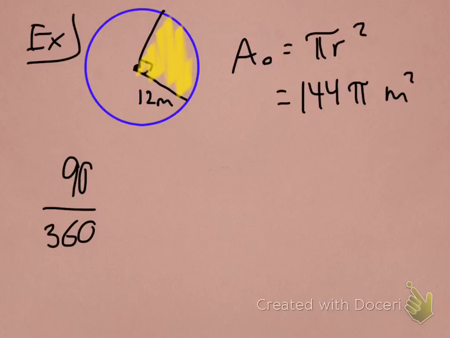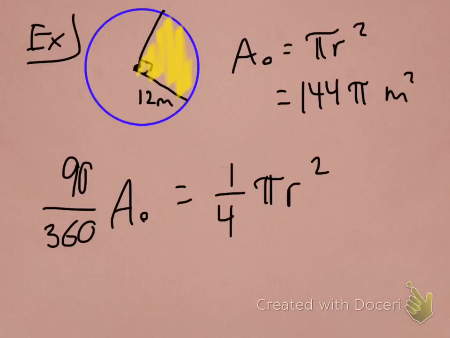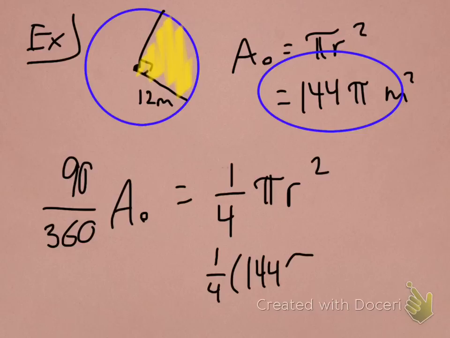We do 90, because that's the central angle here, right? That's 90 degrees over the amount of degrees in a circle, which is 360, which simplifies to 1/4. So it's 90 over 360 times the area of the circle, which is pi r squared, which we already said is 144 pi. So it's 1/4 times 144 pi, which should give you 36 pi, and again, square meters.